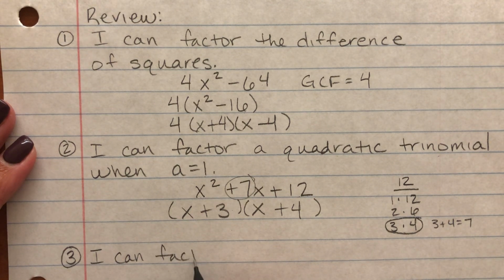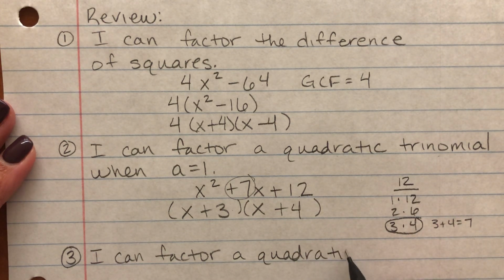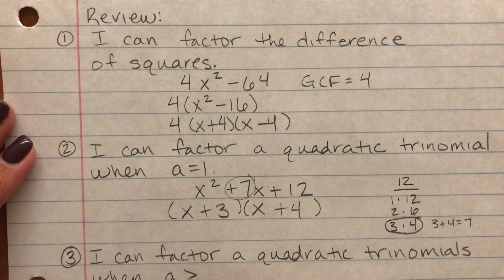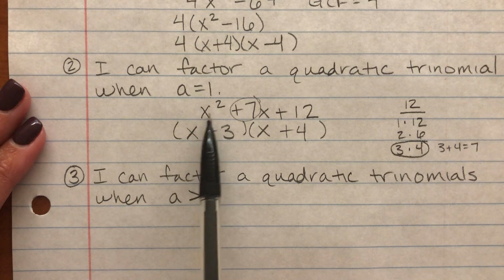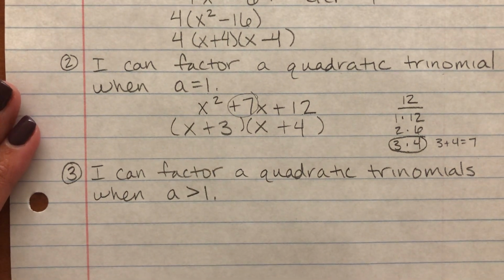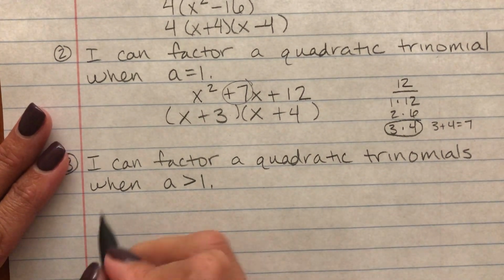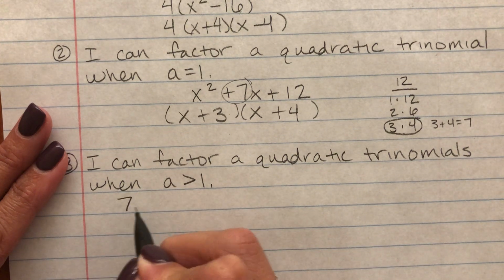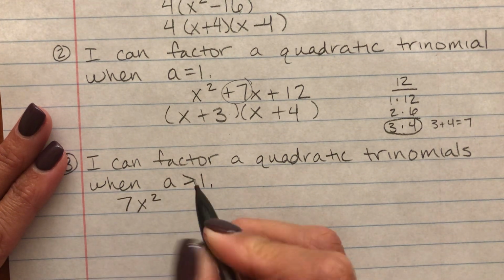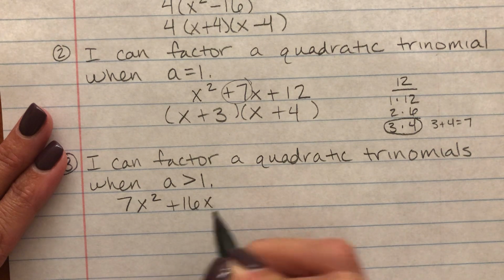All right, so we're going to learn the third and final factoring method today. I can factor a quadratic trinomial, so still 3 terms here, when a is greater than 1. So now there's going to be a number out in front of the x squared term here. So let's look at an example. Let's look at 7x squared plus 16x plus 4.